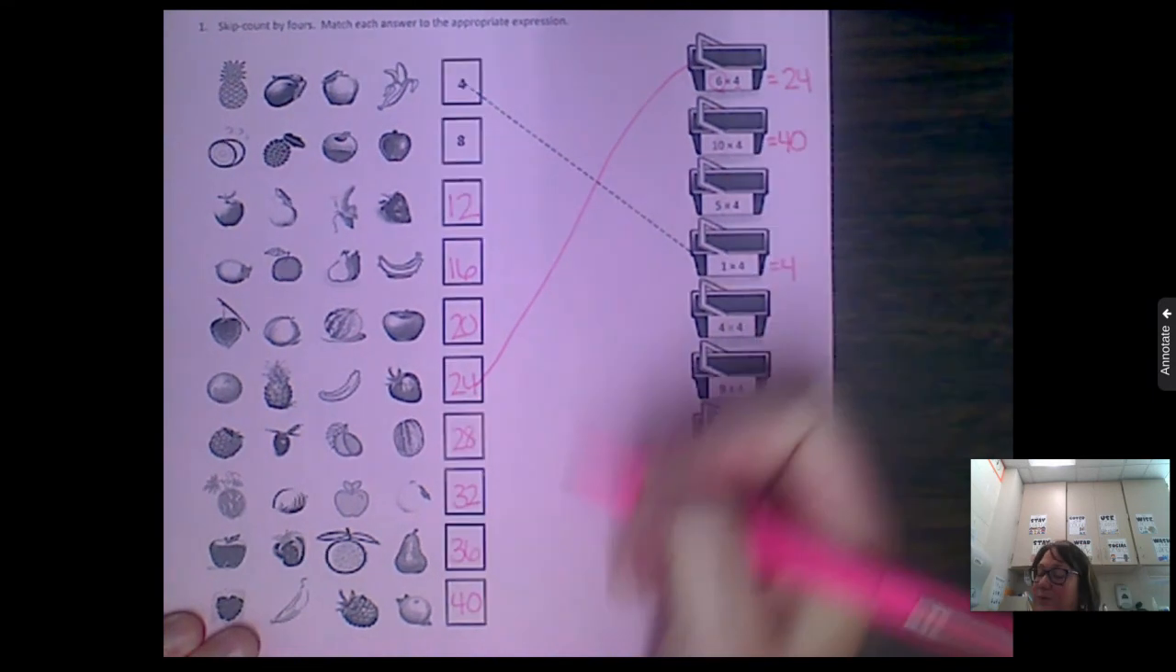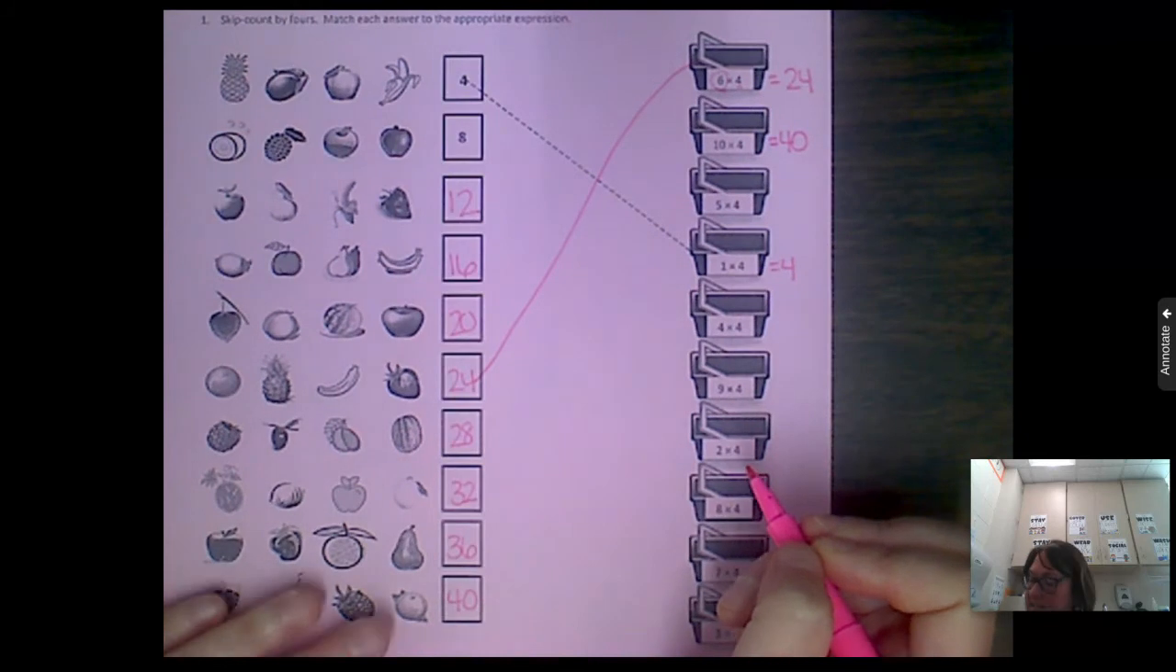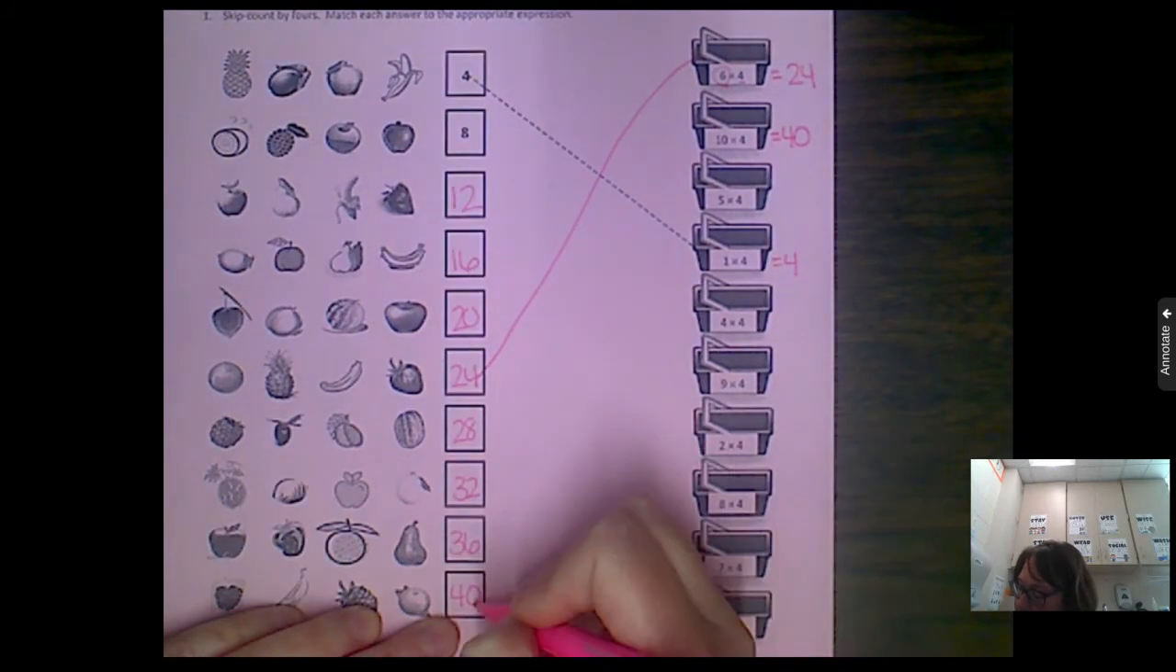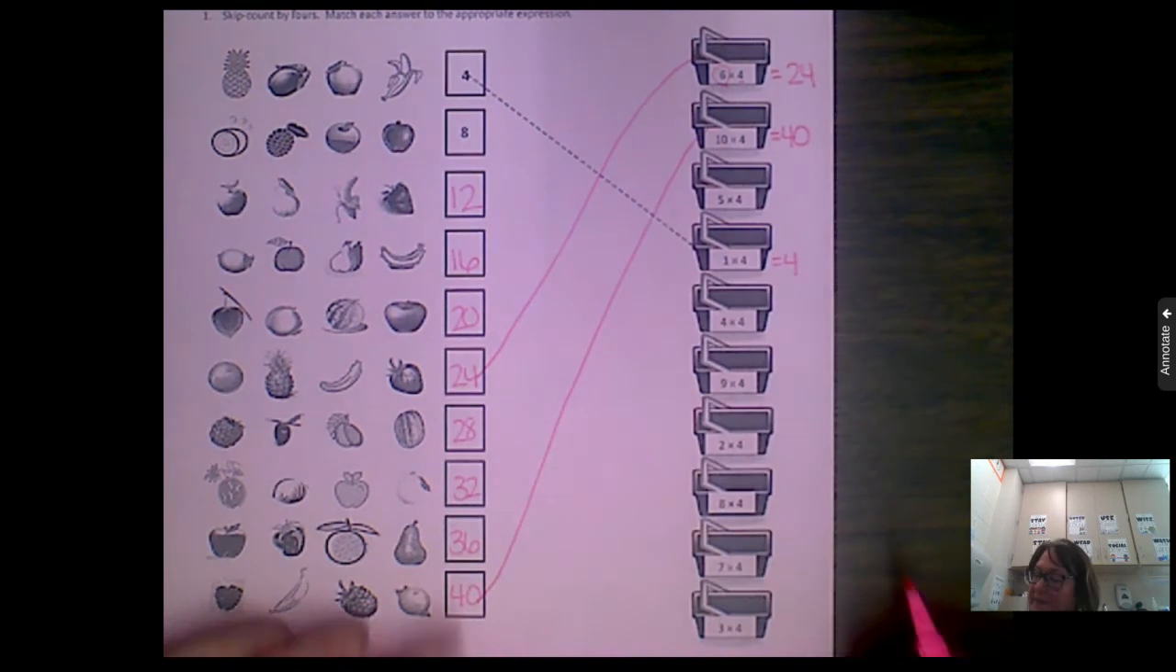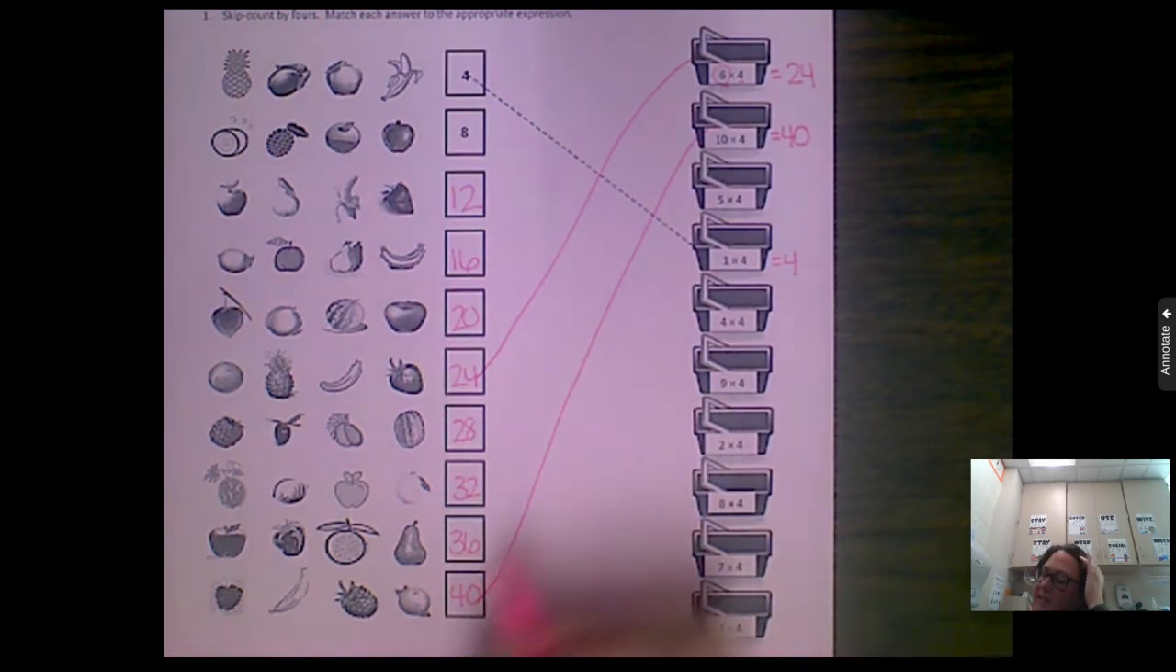And again, we can count by 4s 10 times, but since 10 is such a friendly number, it's quick and easy to count by. So I'm going to connect this 40 into that picnic basket right there. So I'm going to take that row of fruit into that picnic basket.